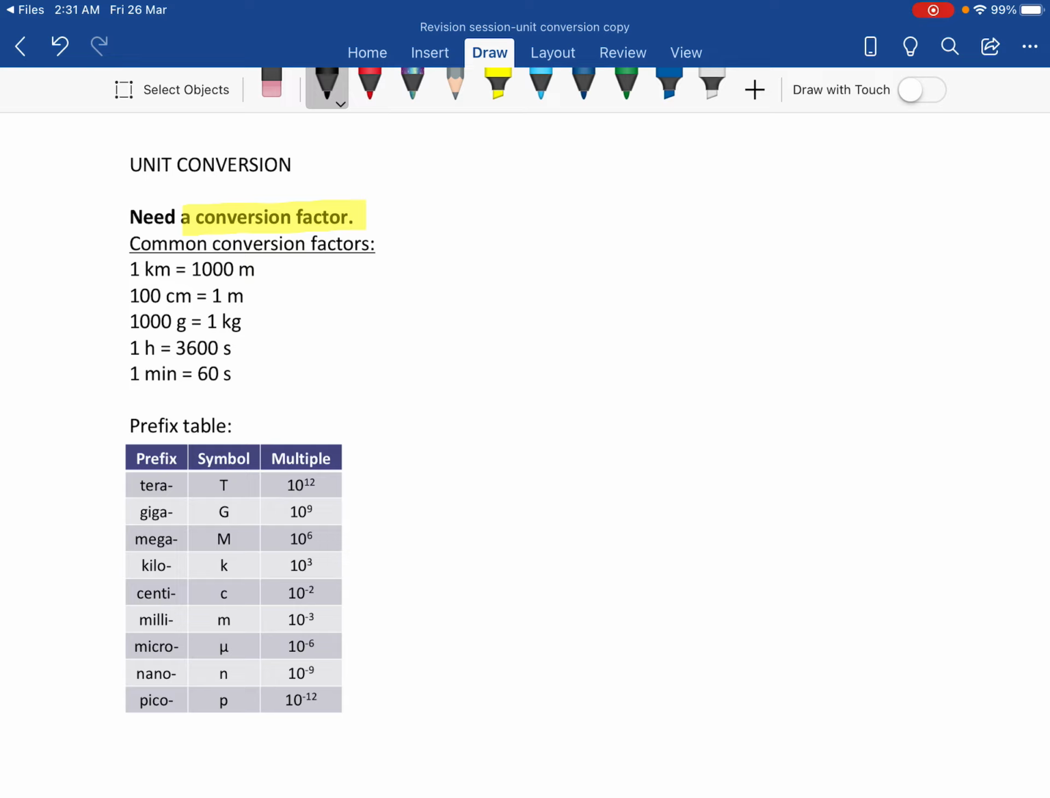So 1 kilometer is 1,000 meters, 100 centimeters equals 1 meter, 1,000 grams equals 1 kilogram, 1 hour equals 3,600 seconds, and 1 minute equals 60 seconds. Then you also have the prefix table that we've learned in the lectures. You can find this in the lecture slides of lecture 4.